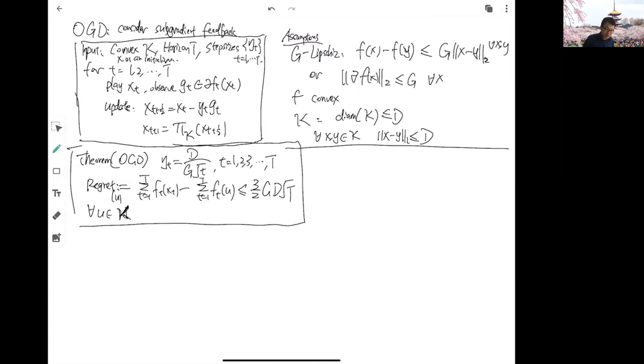Okay, and the last thing to observe about this theorem is that the bound is proportional to square root of T, which means that as T gets larger, the average regret per iteration actually goes to 0 as a function of 1 over square root of T. So this means that this is a no-regret algorithm for this general family of problems.